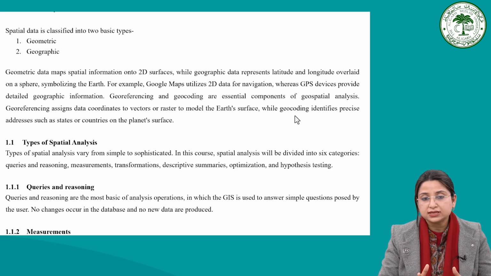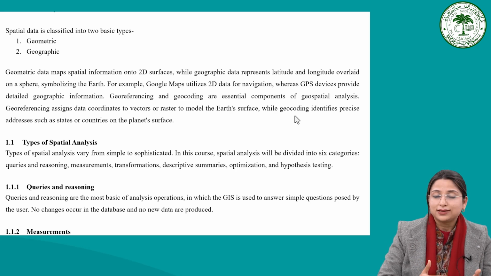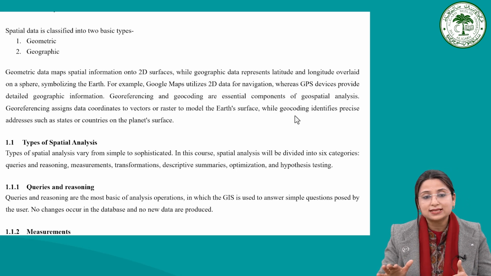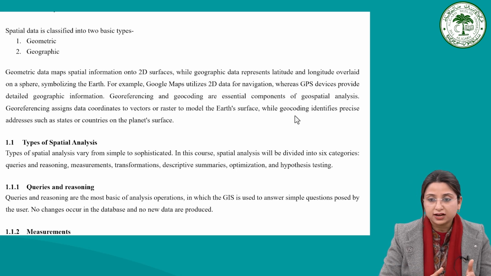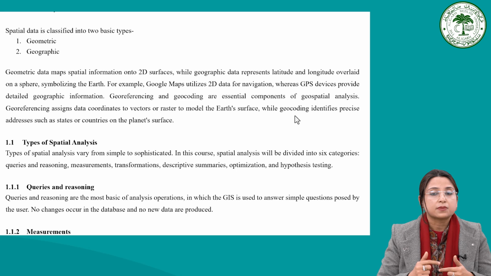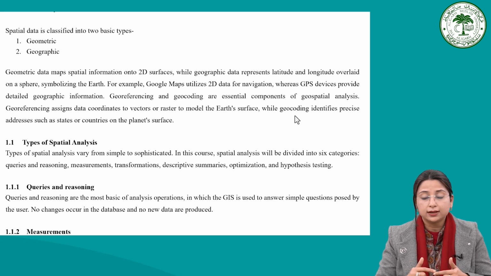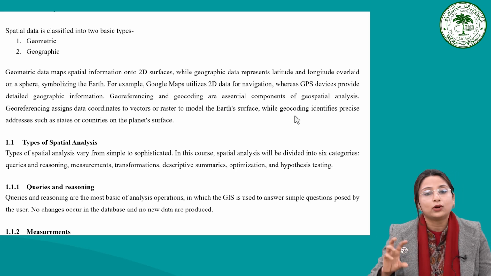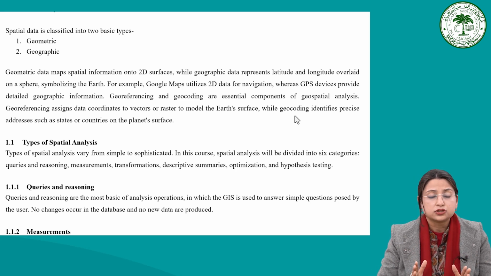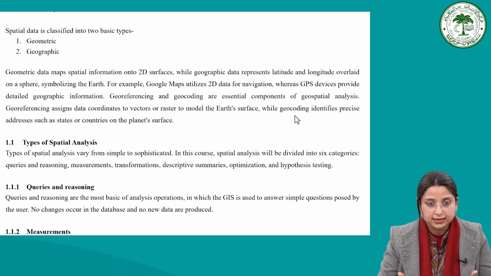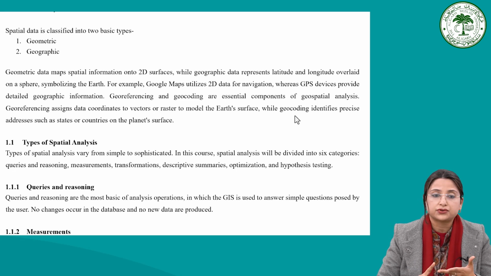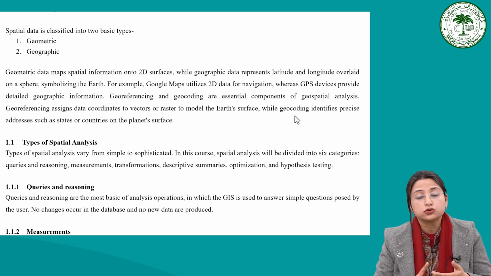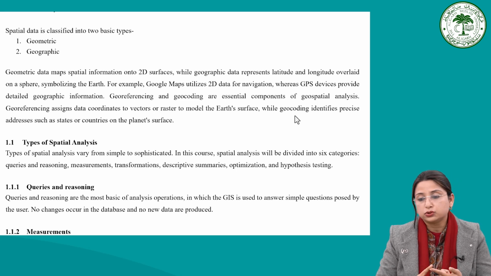We have already seen that geometric data are only mapped on 2D surfaces, but geographic data are represented by latitude and longitude overlaid on a sphere. Why do I say overlaid on a sphere? Because a sphere symbolizes the Earth. These aspects are very important to get clear for further understanding: spatial analysis, geometric data, geographic data, and the two important components of geospatial analysis, georeferencing and geocoding.